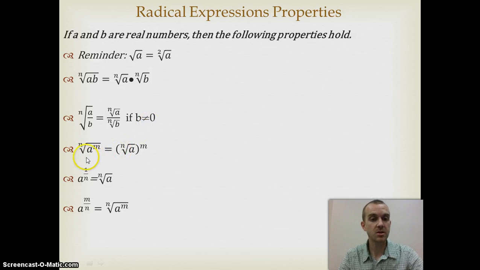Sometimes it may be easier to actually take the nth root of a value and then raise it to its power, and that is perfectly legal to do. And the last thing is the idea of when we have fractional exponents. When this happens, we know that the numerator represents the power to the base, and then the denominator is going to be the index on the radical for that base.